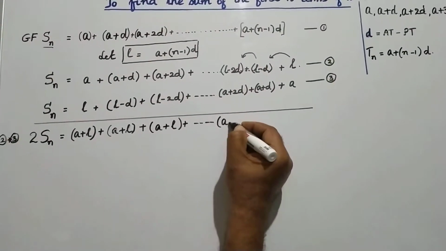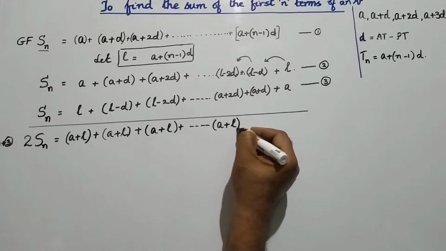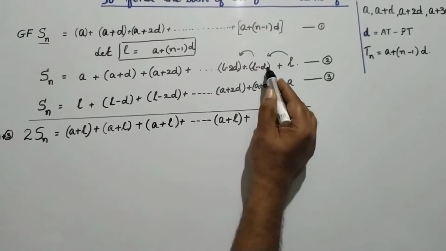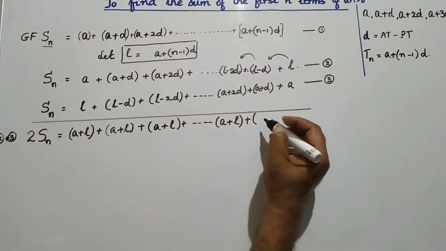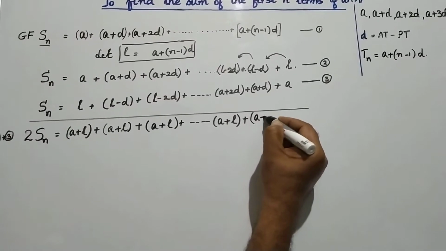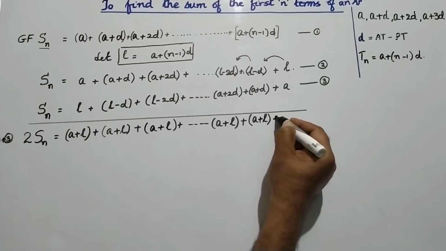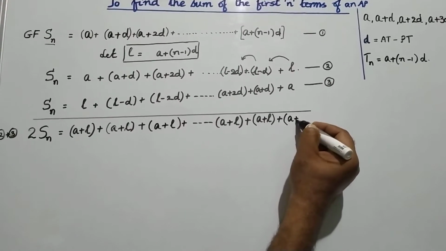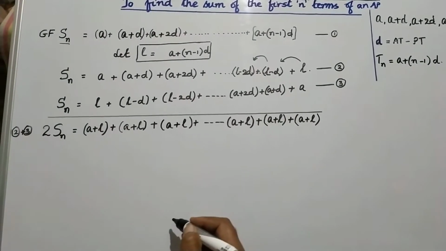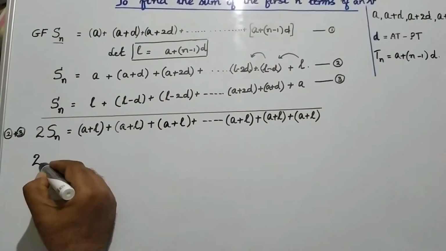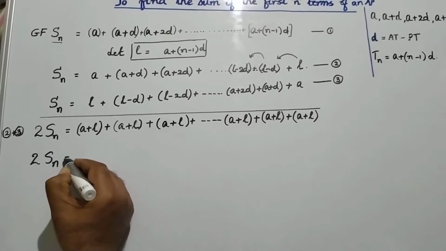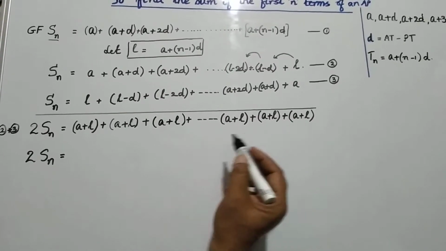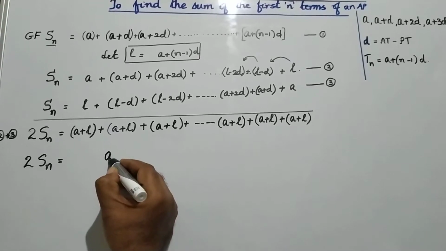L plus A is the same as A plus L. Commutative law of addition is true. Plus L minus D and A plus D. Minus D plus D cancels, I'll have L plus A. L plus A is the same as A plus L. L and A, if I add, I'll get L plus A, and that is the same as A plus L. Therefore, 2 times Sn is equal to A plus L, A plus L, A plus L, A plus L. I am adding A plus L.